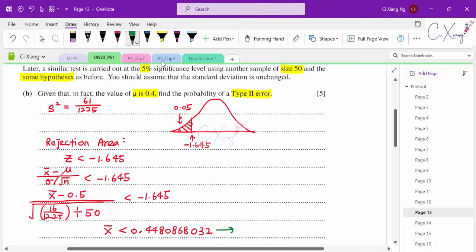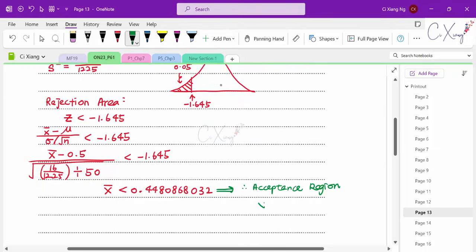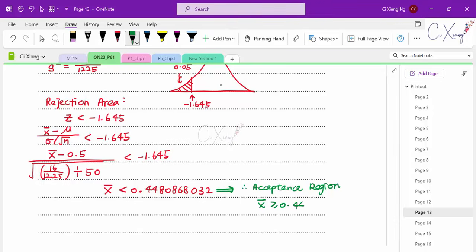If this is the rejection area, that means the acceptance area is what? The acceptance region will be the opposite sign for this one. So it should be x greater than or equal to, or maybe greater than 0.44808680032. Once I get the acceptance region, I can start calculating the type 2 error now.